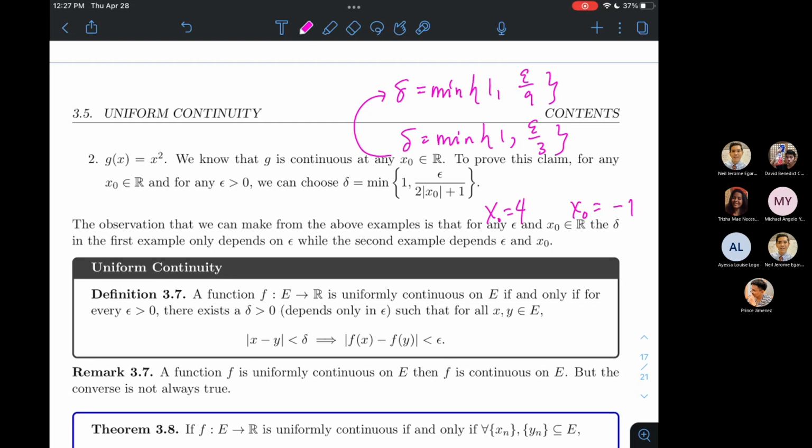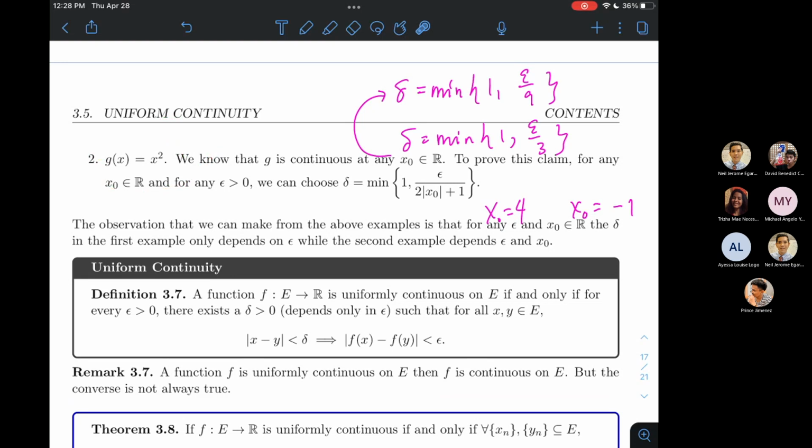So kung gaano dapat kalapit yung mga x's kay x sub 0 para yung mga function values nila ay maging mas malapit na rin sa isa't isa. Alright? So nakadepende. Meron siyang local behavior. Nakadepende kung nasaang portion ka ng graph o nasaang portion ng domain ang kinoconsider mo para masabi na siya ay continuous. Yung delta na kailangan mo sa x-axis ay nakadepende kay x sub 0. So in that sense, since the choice of delta is not uniform or is not common to all x sub 0s, then we say that g of x equals x squared is not uniformly continuous. Okay?